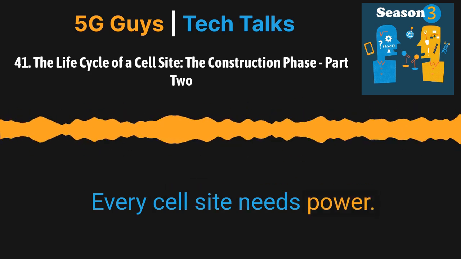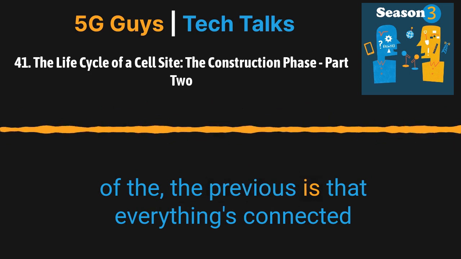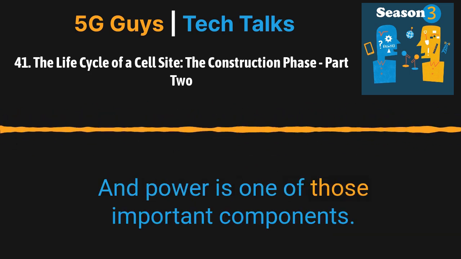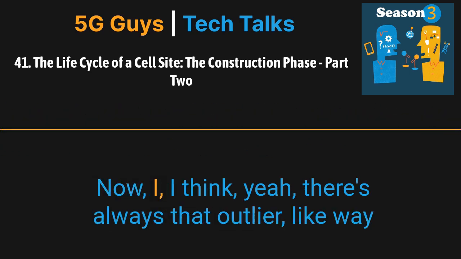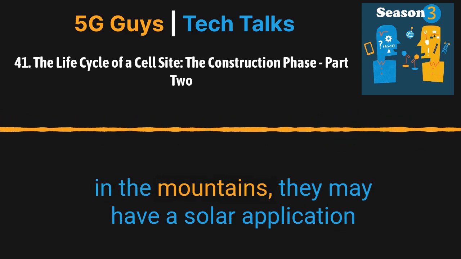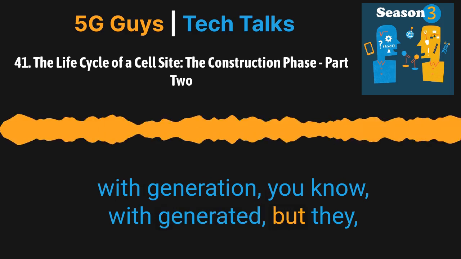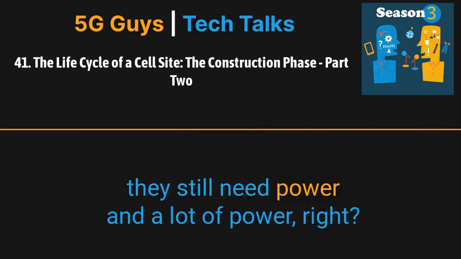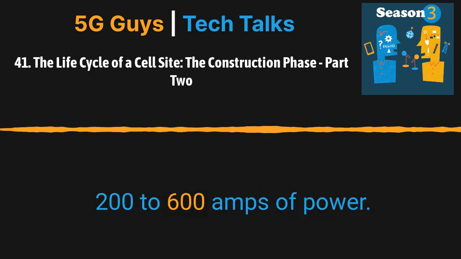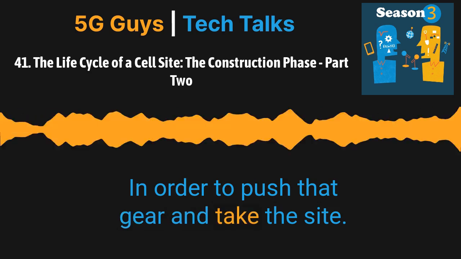Every cell site needs power. And to one of your analogies earlier in our podcast, everything's connected in the wireless world, and power is one of those important components. Now, there's always that outlier, way in the mountains, where they may have a solar application with generation, but they still need power, and a lot of power, right? Average cell site, what is that? 200 to 600 amps of power in order to push that gear and run the site.